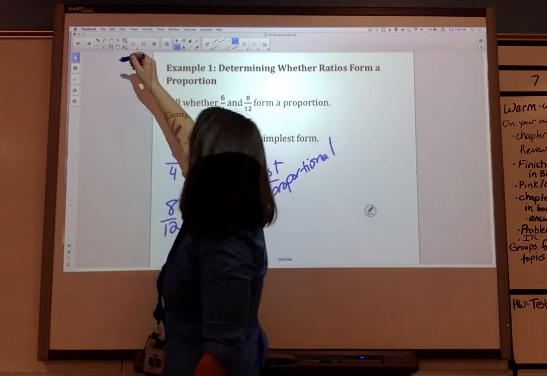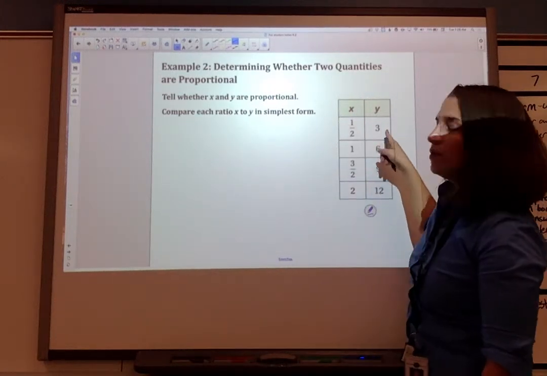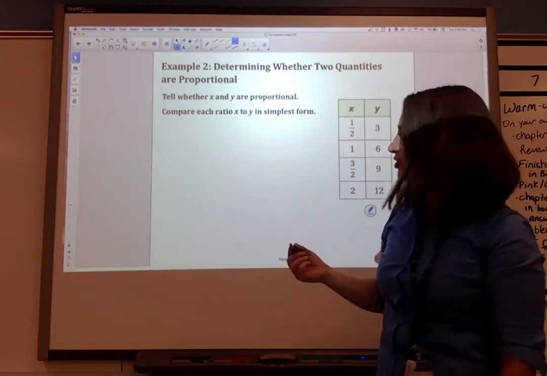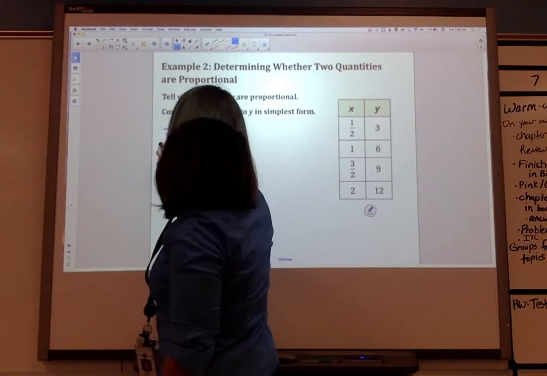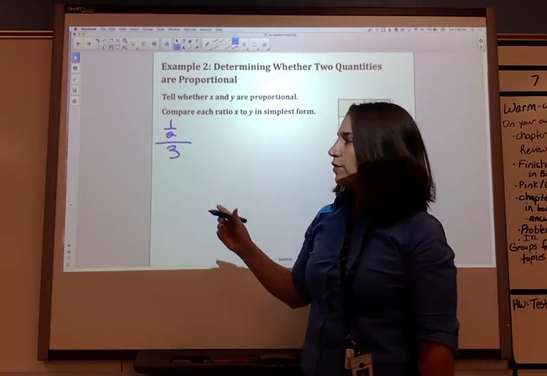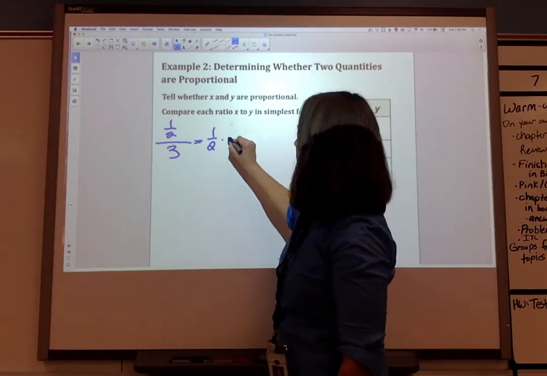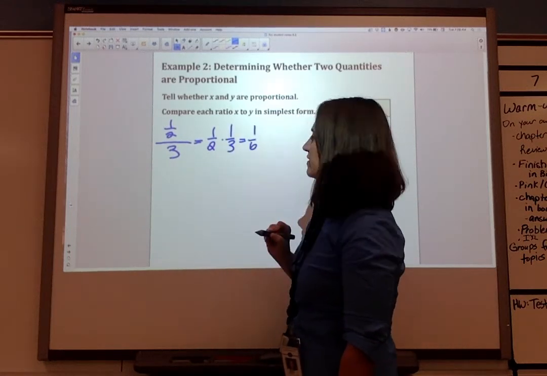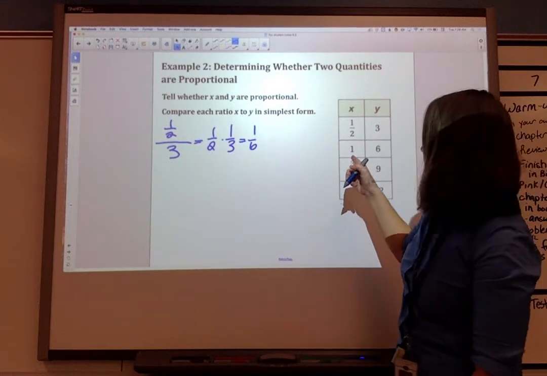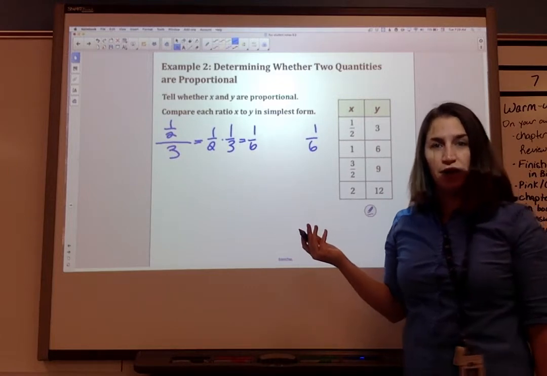Let's look at another example where we have a ratio table. Here we have several ratios of x and y, and we're going to compare each of those ratios in simplest form to see if they are proportional. So our first value of x is 1/2, and our first value of y is 3. So we have a complex fraction 1/2 over 3. We can simplify that to 1/2 times the reciprocal of 3, which is 1/3, and that's 1/6. So we just did 1/2 divided by 3 and got 1/6. Our second ratio is already in simplest form, 1 over 6. We don't need to simplify that one at all.